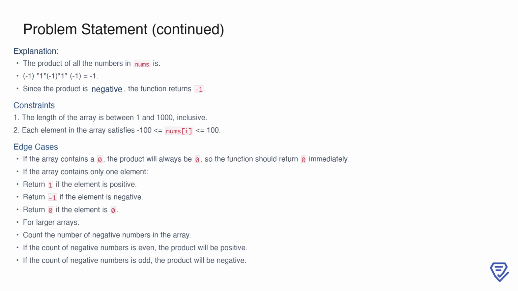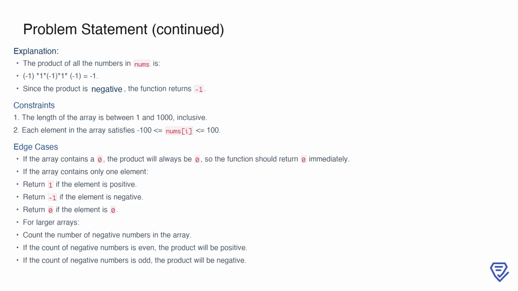Finally, let's look at the array nums equals -1, 1, -1, 1, -1. The product of these numbers is -1 * 1 * -1 * 1 * -1, which equals -1. Since the product is negative, the function returns -1.